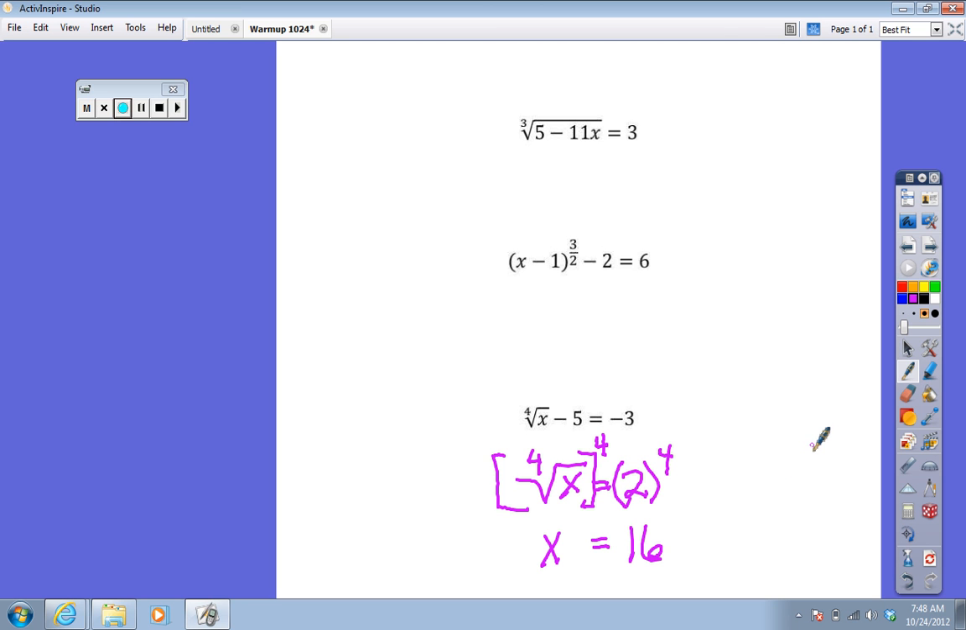Okay, so those are the 3 examples. You should be able to do the homework tonight, page 124, problems 1 through 18, and then we'll review those in class on Thursday.